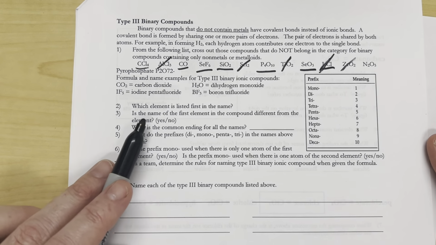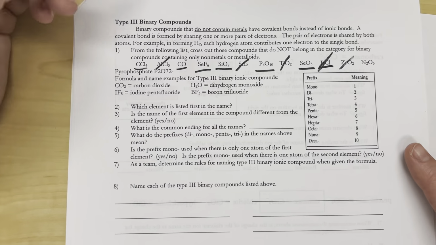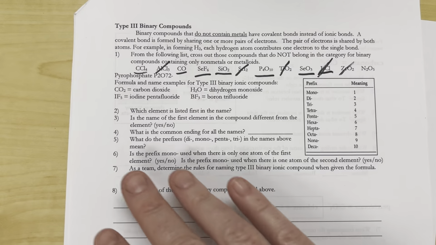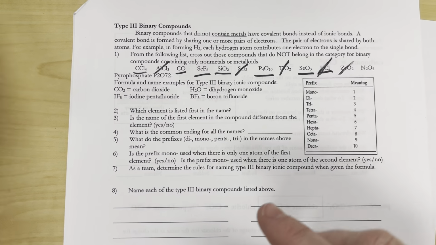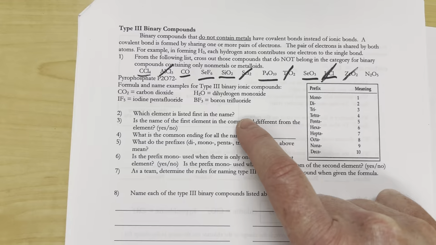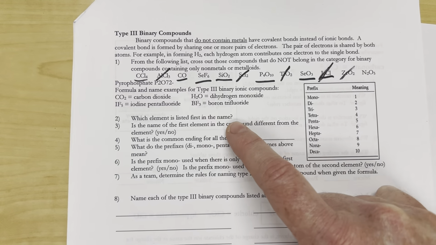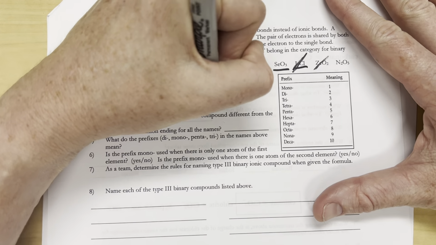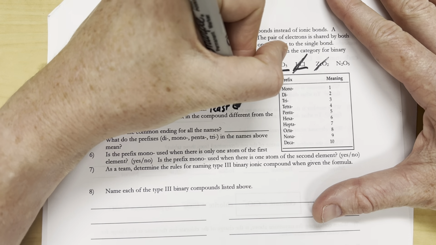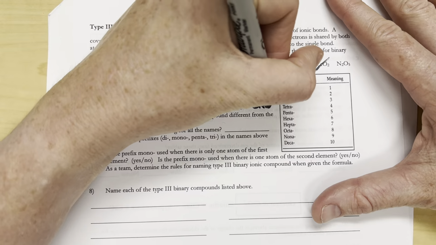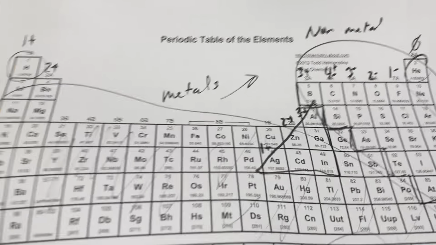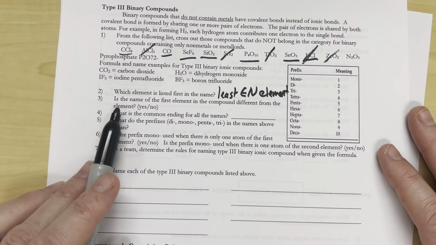So which element is listed in the name first? It's always going to be the first element that is drawn. Another thing that we learned from this week is that it's the least electronegative element. Remember, electronegativity goes up and to the right. So whatever's the least electronegative is usually the one that's listed first, unless it's an acid.